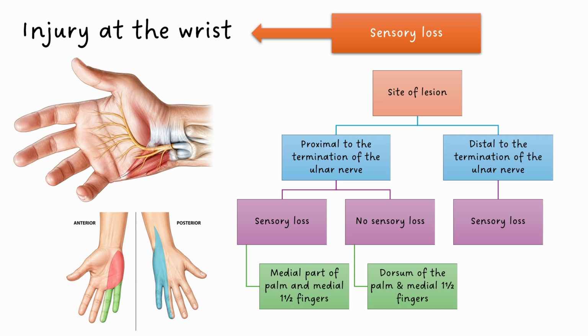If the lesion is distal to the termination, that is already after the termination, it depends on whether the superficial branch or the deep branch is affected. If the deep branch is affected, then there is no sensory loss, because the deep branch is purely motor. Only if the superficial branch is affected, then there is sensory loss, and that is only over the palmar surface of medial 1.5 fingers.